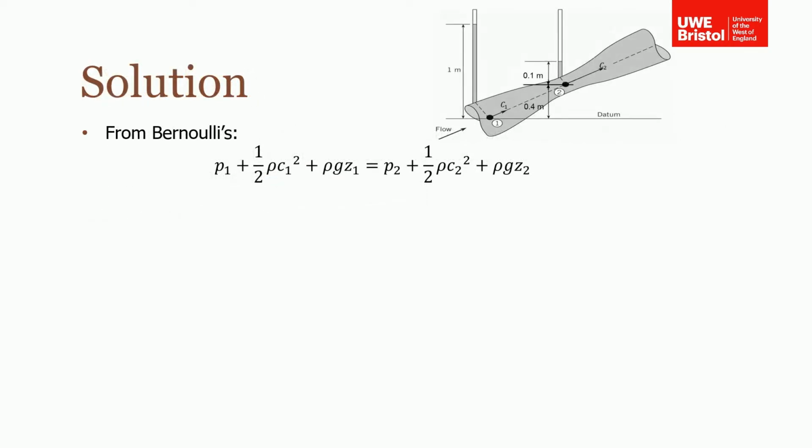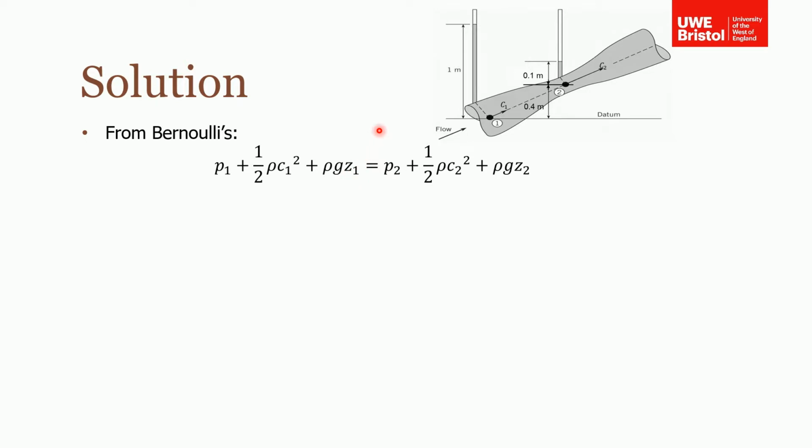So for this we need Bernoulli's again. Okay, so we write it out between 1 and 2. So the static pressure plus the dynamic pressure plus potential pressure is the same at each point. So we just need to find the values or find functions for the pressure or the velocity at each of these points.